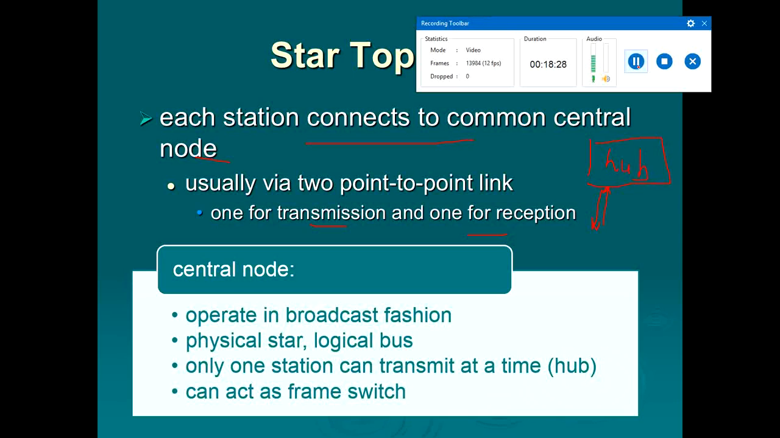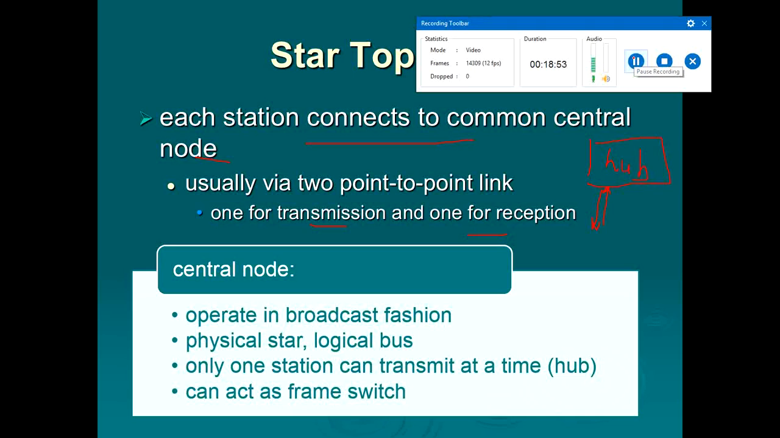A transmission from any station is received by all the stations which are attached, but only one station at a time can successfully transmit. In this case, the central element is called the hub.